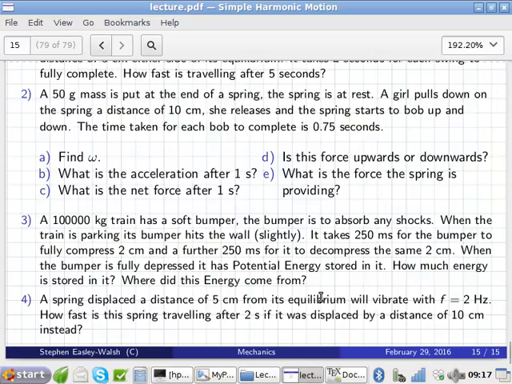So you have a 100-ton train with a soft bumper. When the train is parking, its bumper hits the wall. It takes 250 milliseconds for the bumper to compress 2 centimeters, and a further 250 for it to decompress the same 2 centimeters. When the bumper is fully depressed, it has potential energy stored in it. How much energy is stored in it? Where does this energy come from?